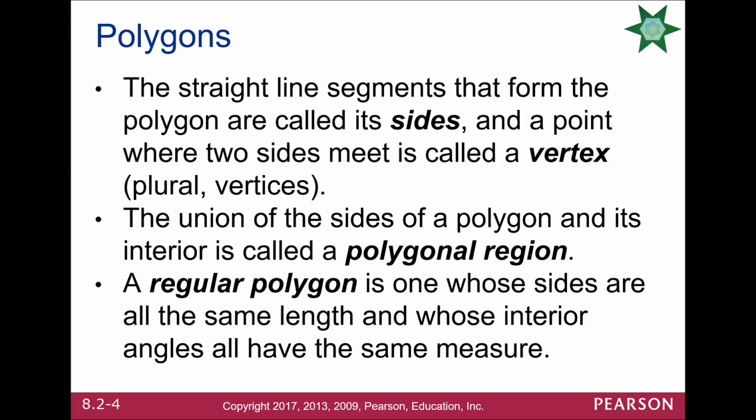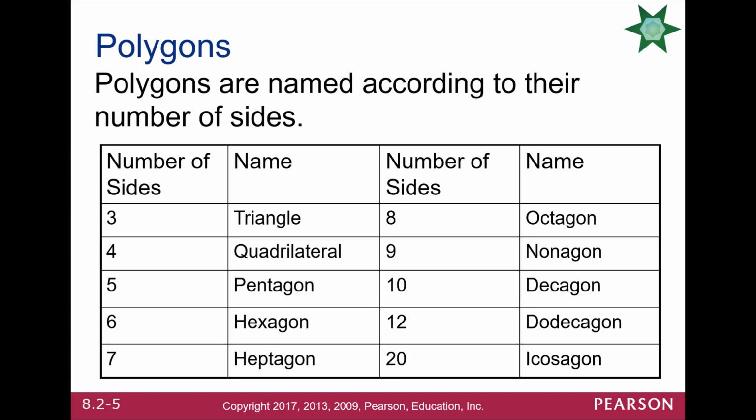And if you see a problem referring to a regular polygon, it basically means that all the sides are the same length and all the interior angles would be the same as well. So you're very familiar with these already. We have triangles, quadrilaterals, pentagons, hexagons, things like that. Basically, the prefix tri, quad, penta, hexa, hepta, octa, nona, deca, dodeca, icosa tells you how many sides there are.